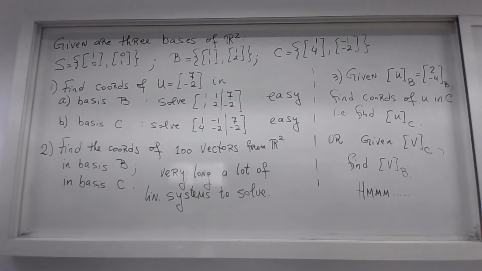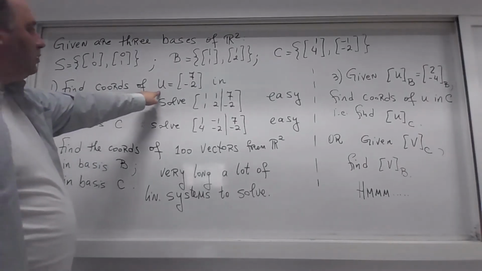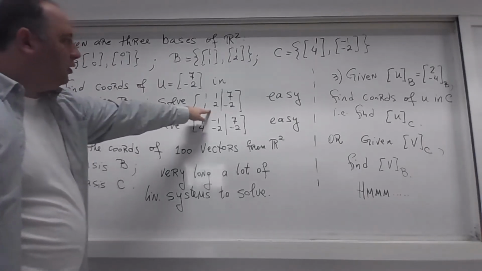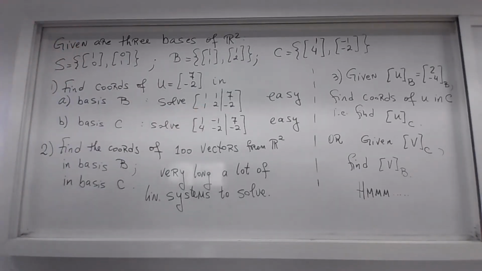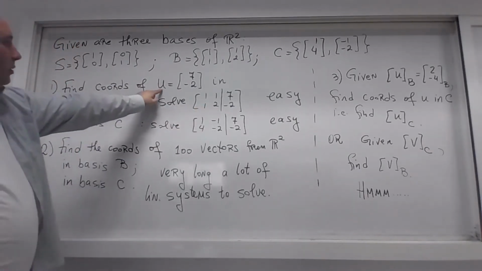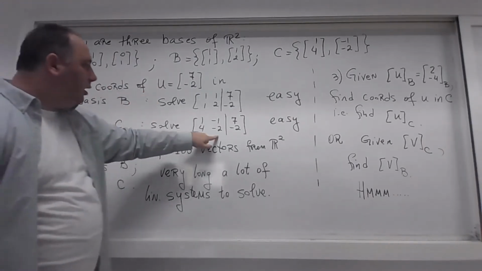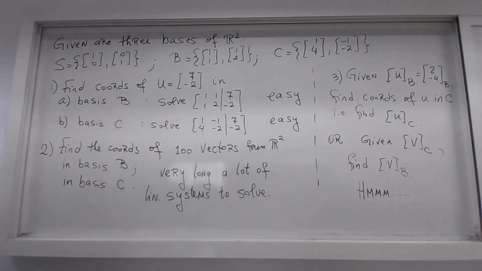So then I could ask you, find me coordinates of a given vector in basis B. Well, that's easy. Solve a non-homogeneous system, that's super easy. Or give me the coordinates of the vector u in basis C. Well, again, it's easy, just solve the non-homogeneous system. Obviously, when the system is bigger, it takes more time. So in itself, this is an easy process.